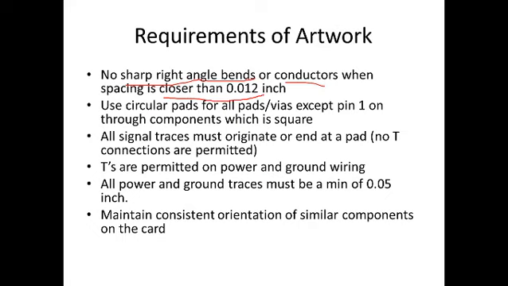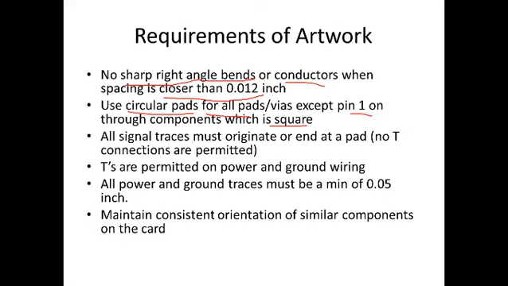Second is use circular pads for all pads. So normally for pads or vias you have to use circular pads, except for pin 1, which is a square. So this is a rule. You cannot have square pads present on the PCB. It is reserved for pin number 1 for the IC or any connector. Pin number 1 will only have the square, all other pads are circular.